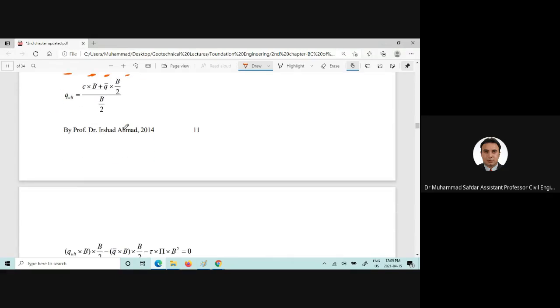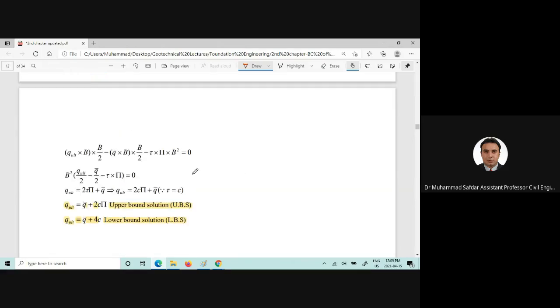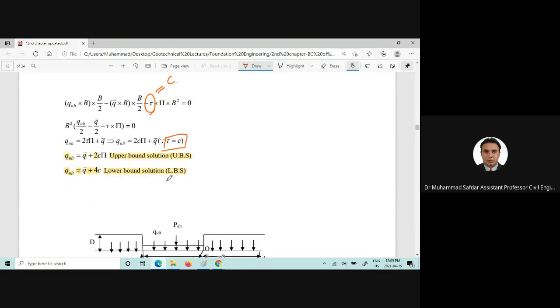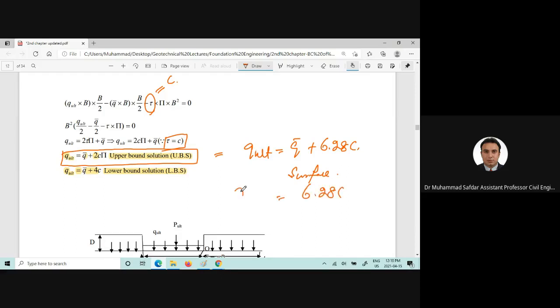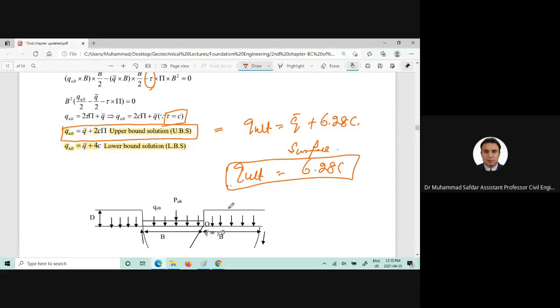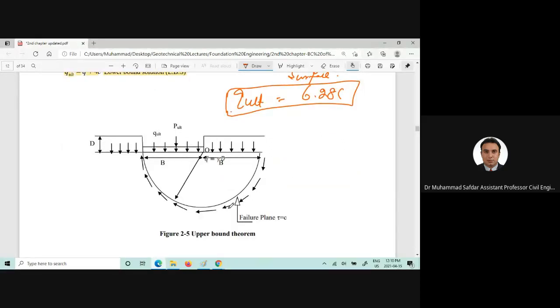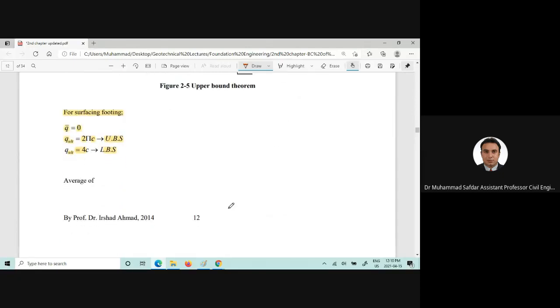We will use the shear strength of the soil, which is equal to the cohesion of the soil here, and if we simplify that equation, again the upper bound solution can be obtained in this manner using the limit equilibrium method. So Q bar is 6.28 C, and for surface footing it would be 6.28 C. And that's how we can approximately and crudely get the upper bound and lower bound solutions.